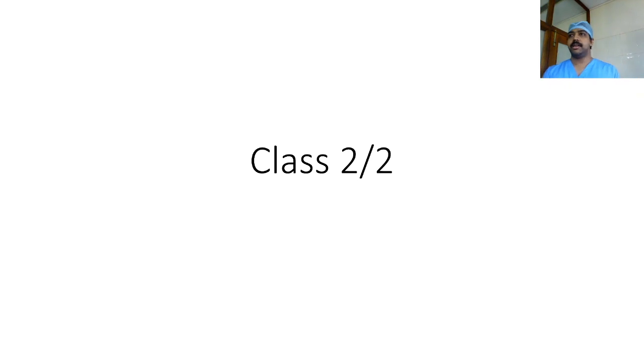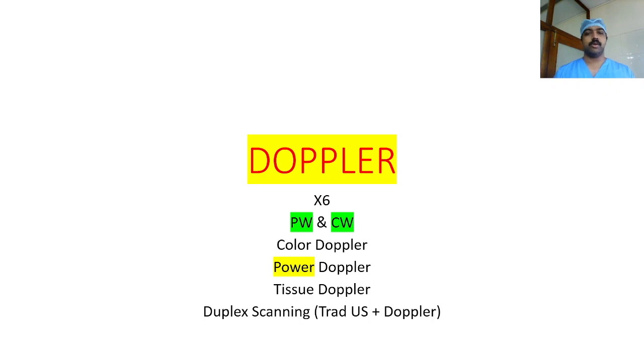So today we will continue with the second class. We'll finish with this class. Doppler. Last class we finished 2D echo and how to optimize the 2D echo images. Today we'll discuss Doppler and how to optimize the Doppler images.